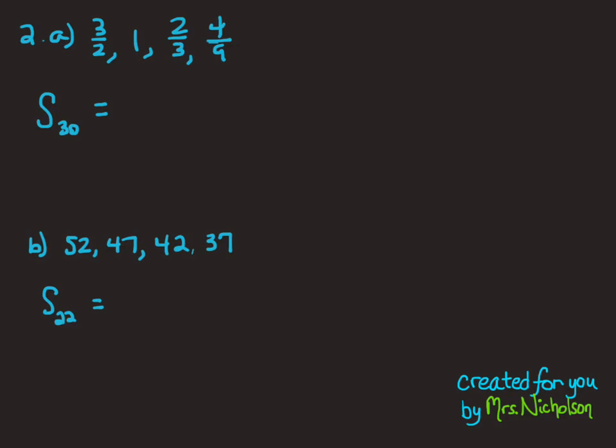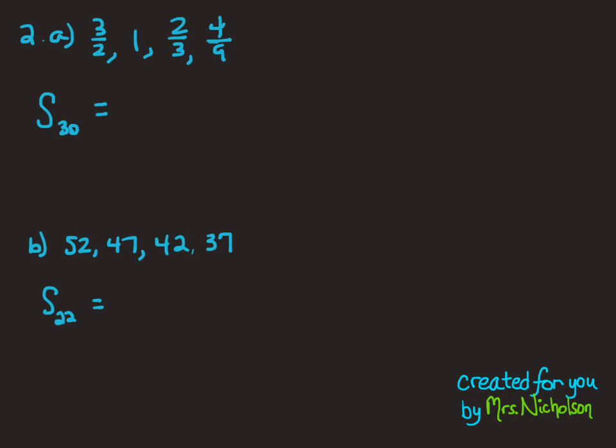All right, in this next question, we're still determining whether or not the sequence is geometric or arithmetic, but then we're asked to find a sum of a certain number of terms. So my first sequence here, 3/2, 1, 2/3, 4/9. It doesn't seem to be arithmetic. We're not adding the same thing every time. It looks like it's geometric.